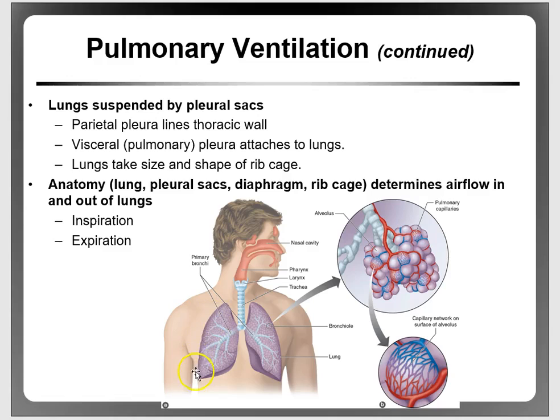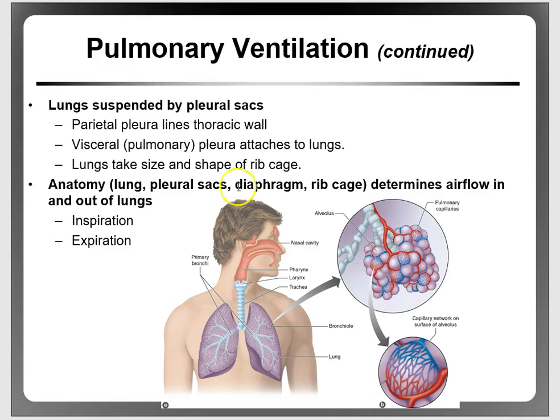Basically that is what helps inflate and deflate your lungs: that serous fluid is in between the visceral pleura lining on the lungs and the parietal lining that's attached to the thoracic cavity. There's just enough fluid there to create some suction, and that allows the lungs to inflate and deflate as the rib cage changes its size.